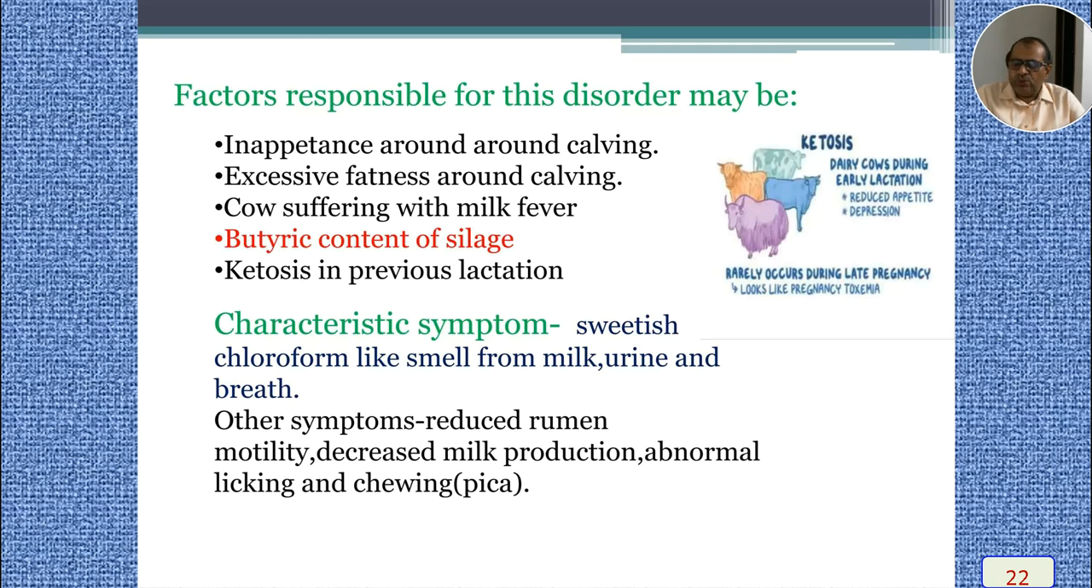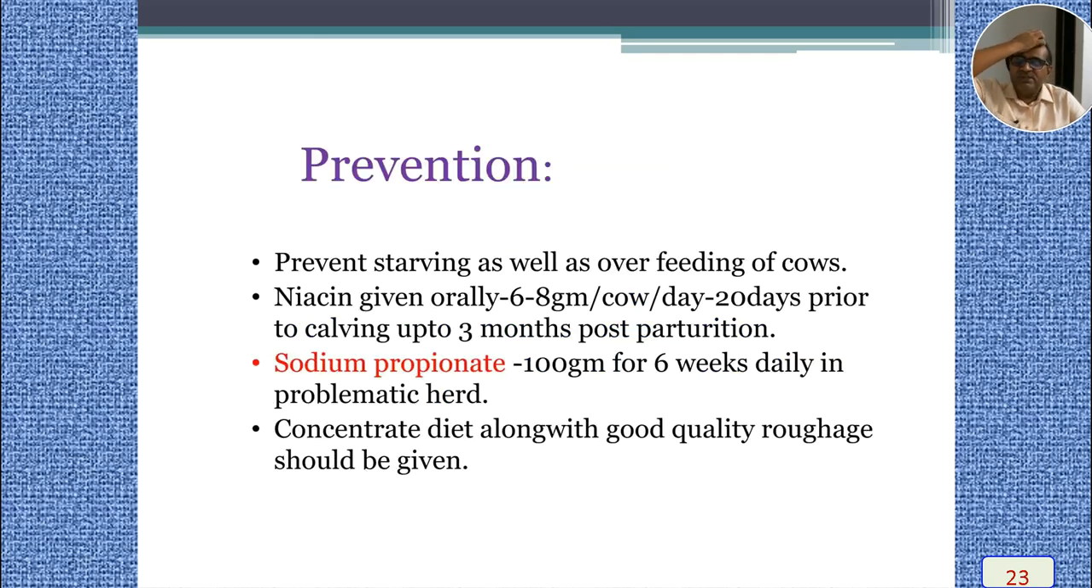So it is very difficult to make them come out of the ketosis. Even then, subclinical ketosis or mastitis will be common clinical signs in such animals. Then the prevention of this ketosis is preventing starving, and the animals should be fed very properly and in proper time. Then also overfeeding should be avoided.